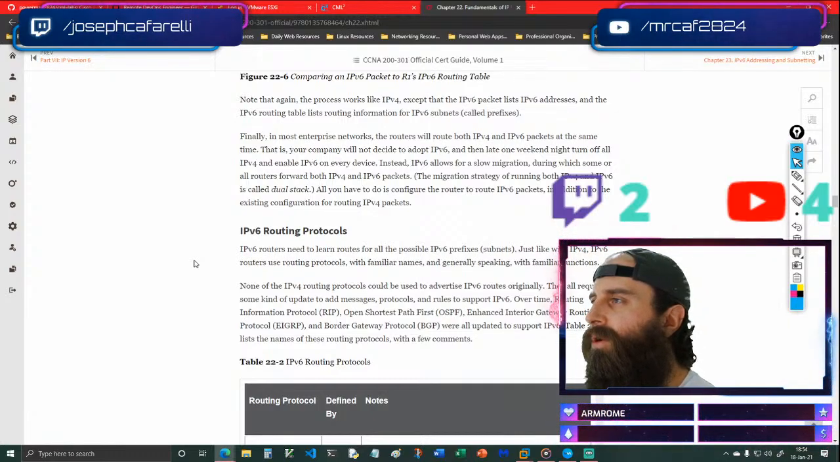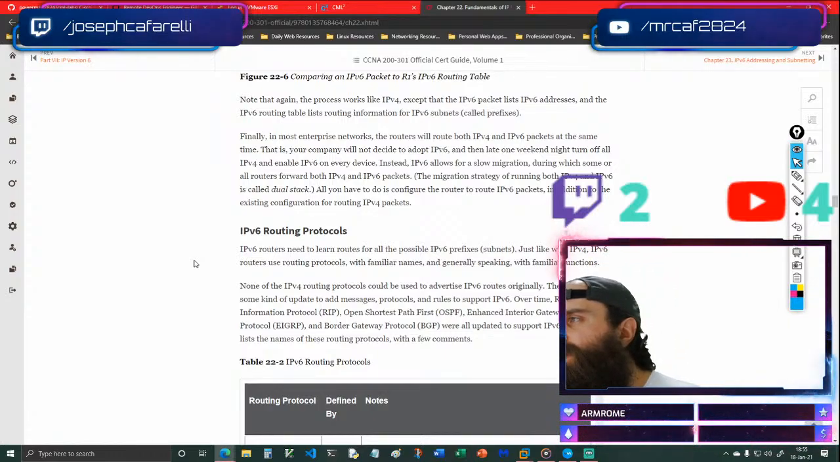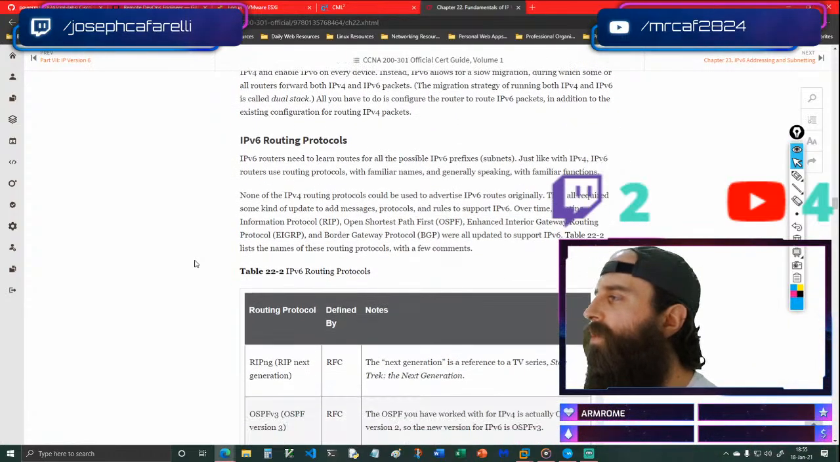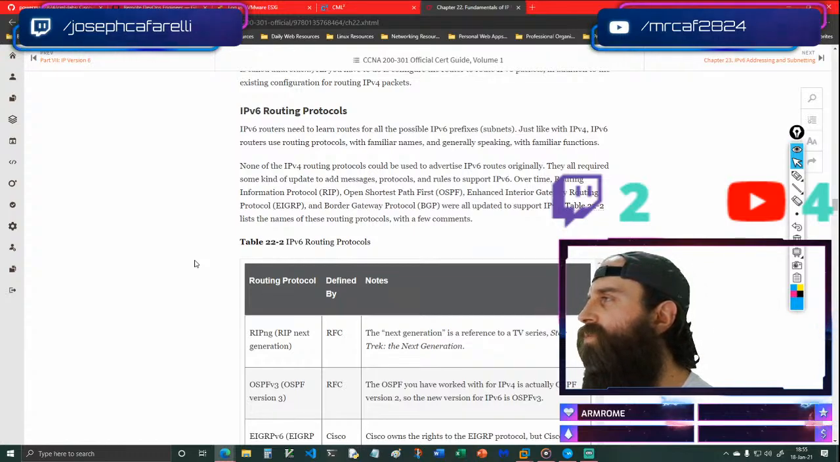IPv6 routing protocols. IPv6 routers need to learn routes for all the possible IPv6 prefix subnets. Just like in IPv4, IPv6 routers use routing protocols with familiar names and, generally speaking, familiar functions. None of the IPv4 routing protocols could be used to advertise IPv version 6 routes originally. They all required some kind of update to add address protocols and rules to support IPv version 6.